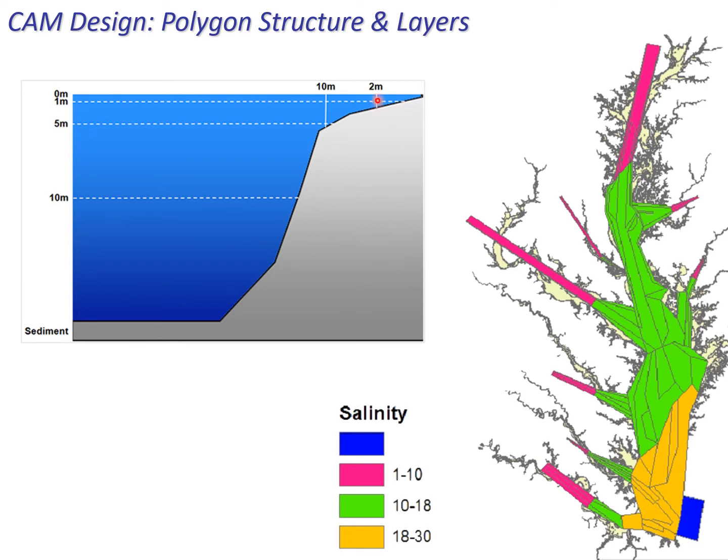Coming into shore, about 2 meters of depth is about as deep as we'll ever see submerged aquatic vegetation or SAV growing, and about 10 meters in depth is about the deepest we see healthy oysters.